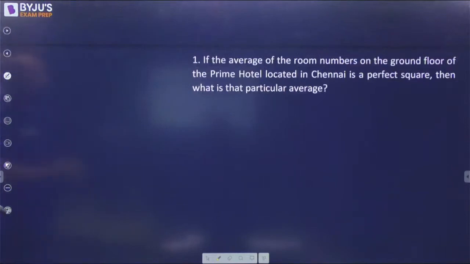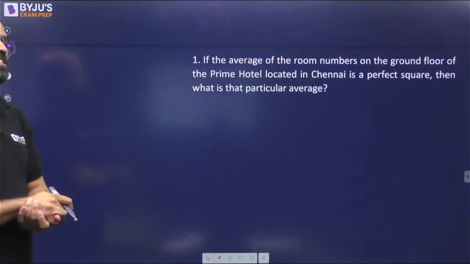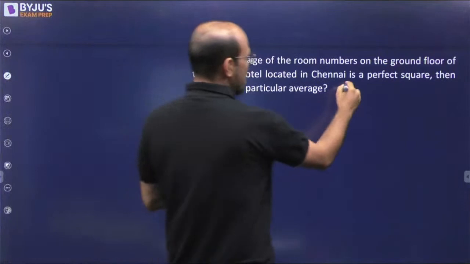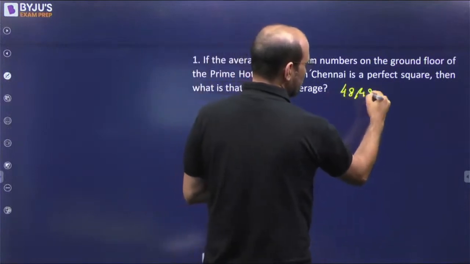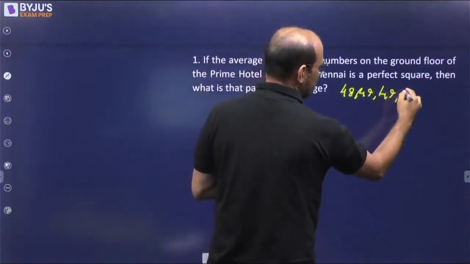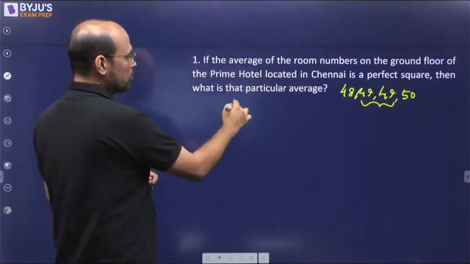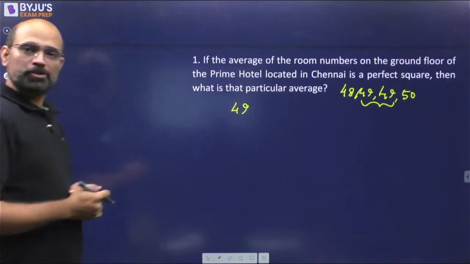First question says, if the average of the room numbers on the ground floor of the prime hotel located in Chennai is a perfect square. Average is a perfect square. If you remember, the averages we got are 48, 49, 49 and 50. And it says it's a perfect square. So 49 will be that average.